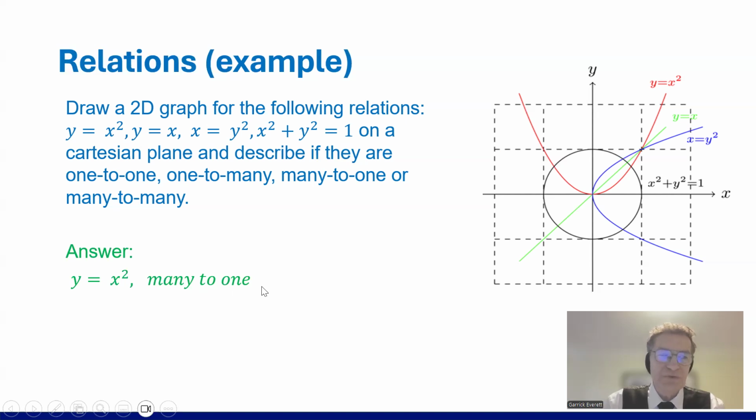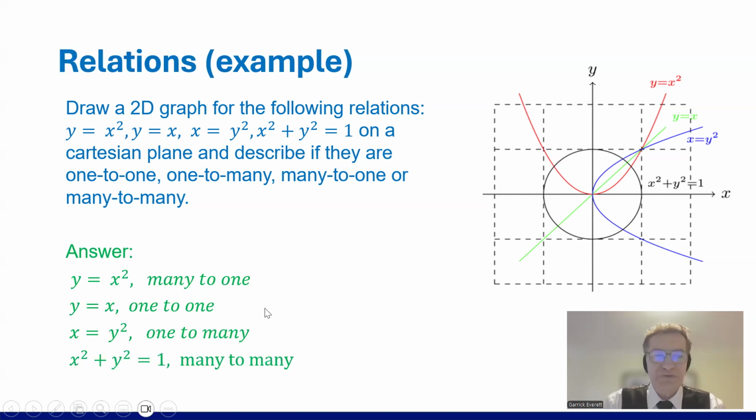Let's go through the rest. Y equals x is one-to-one, which is very obvious. And here's the reverse: x equals y squared is one-to-many. And then x squared plus y squared equals 1 is our circle, which is obviously many-to-many. Hope that makes sense. Maybe just take a note that y equals x squared is many-to-one, and you should be fine.